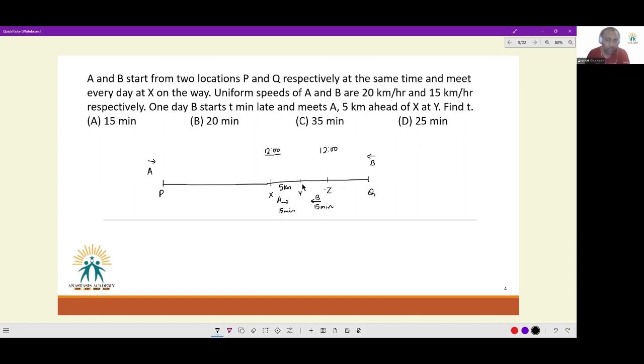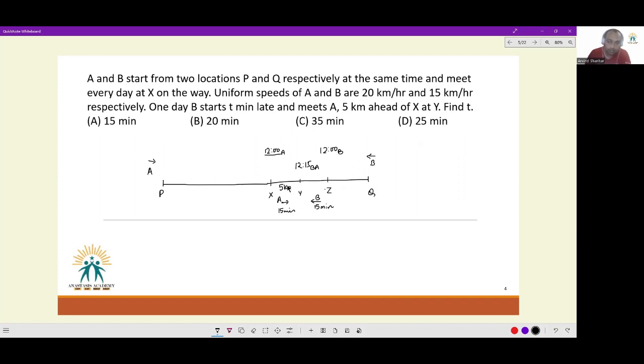Which means on this particular day when they meet at Y, they met at 12:15. Now more wonderful, if B had not been late, he would have arrived at X at 12 p.m. This is the time when A and B both are here at Y. This is the time when B is at Z. This is the time when A is at X. At what time will B reach X?